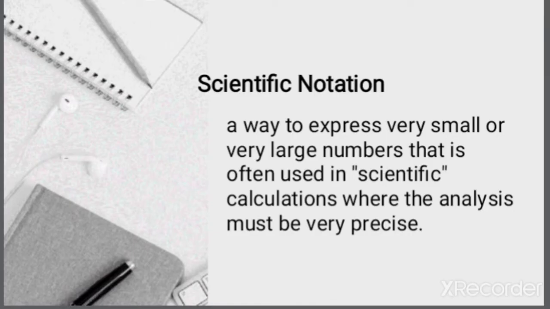Scientific notation. Scientific notation is a way to express very small or very large numbers that is often used in scientific calculations, where the analysis must be very precise. Scientific notation is a way of writing a number as a multiplication problem where the first number is greater than 1 but less than 10, and the second number is a power of 10.